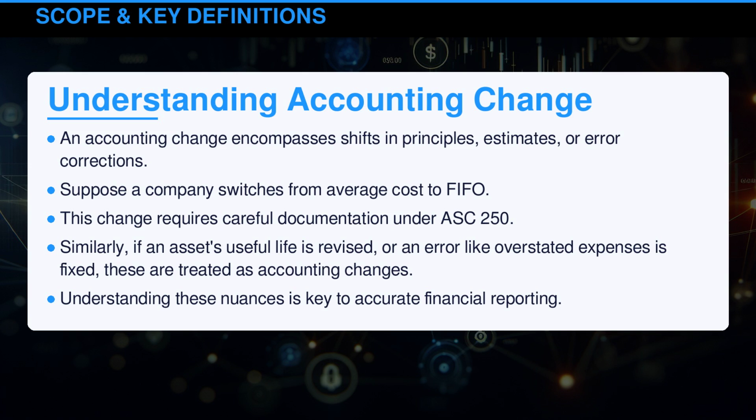An accounting change encompasses shifts in principles, estimates, or error corrections. Suppose a company switches from average cost to FIFO. This change requires careful documentation under ASC 250. Similarly, if an asset's useful life is revised, or an error like overstated expenses is fixed, these are treated as accounting changes. Understanding these nuances is key to accurate financial reporting.